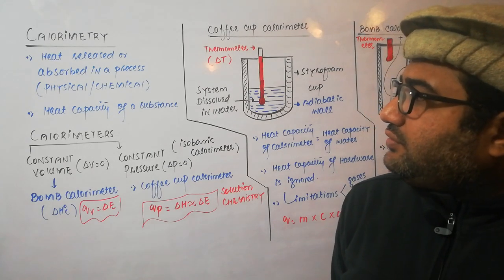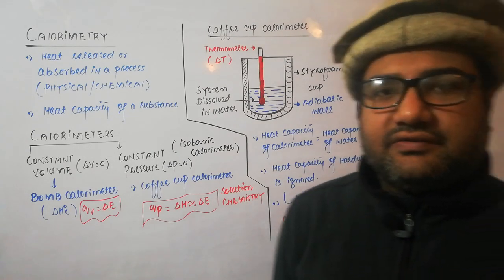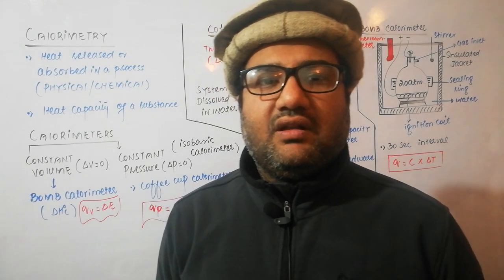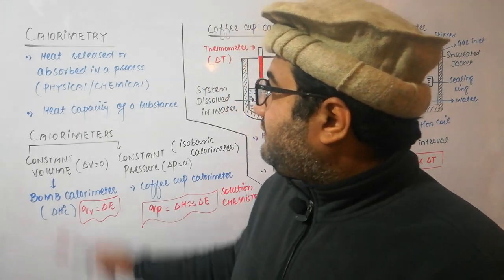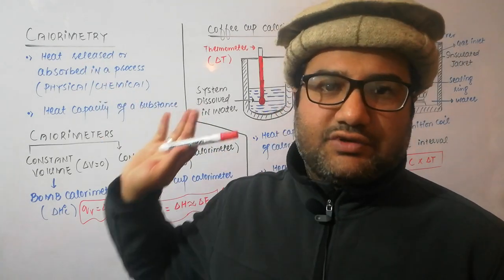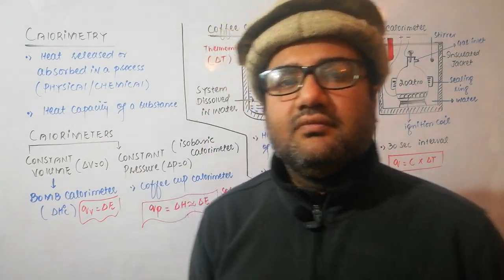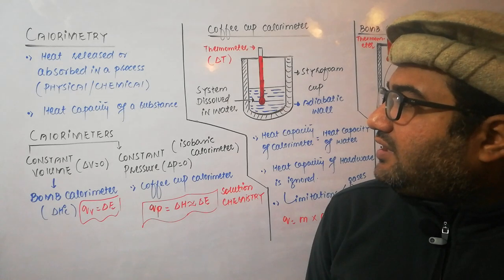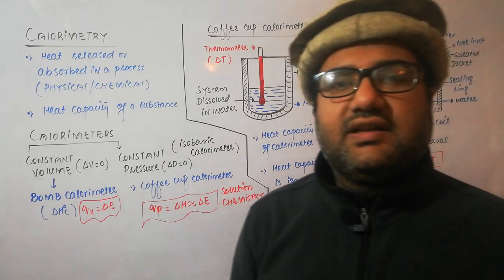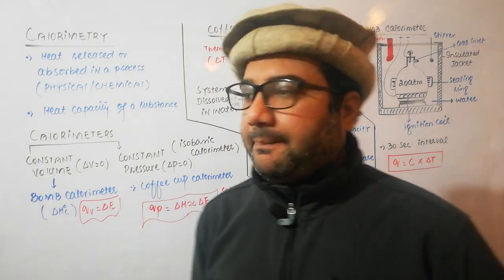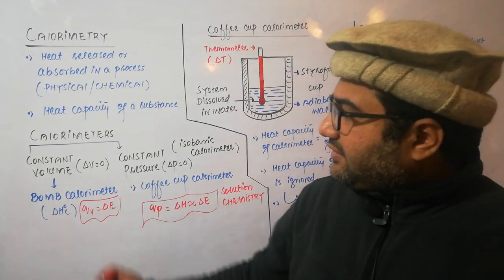Calorimetry can also be used to find the heat capacity of a substance. But mostly, calorimetry is concerned with the first thing, that is the heat released or absorbed in a process. Now in calorimetry, the apparatus or instrumentation which is used is called calorimeters. There are two types of calorimeters.